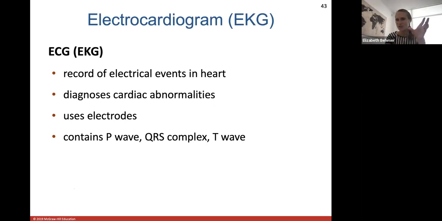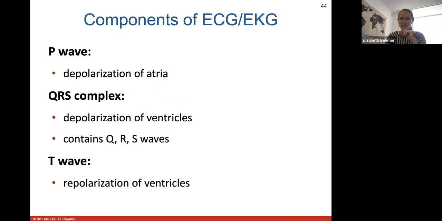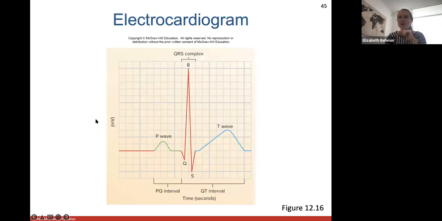It uses electrodes placed on the body, and it contains a P wave, a QRS complex, and a T wave. The P wave stands for when your atria depolarize. So when you see this little green hump in the graph, that's your P wave. Right after you see your P wave, your atria depolarize, and then your atria contract. And then the QRS complex stands for when your ventricles depolarize, or the electrical signal passes through your ventricles, and your ventricles contract.